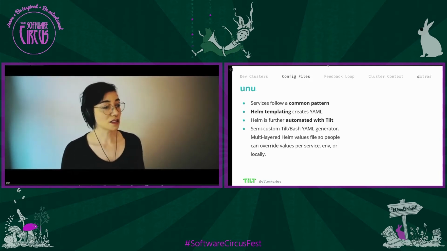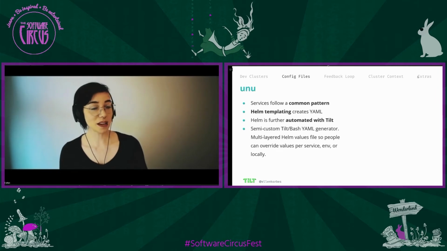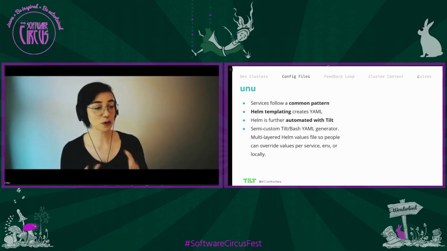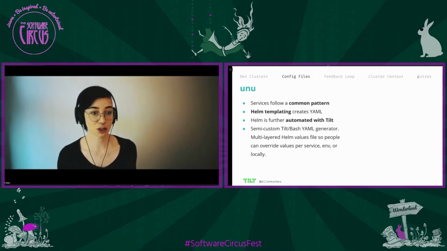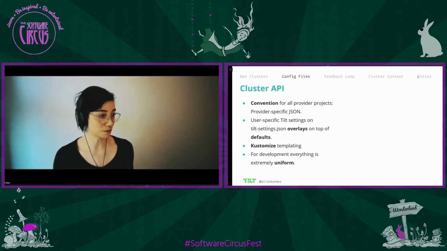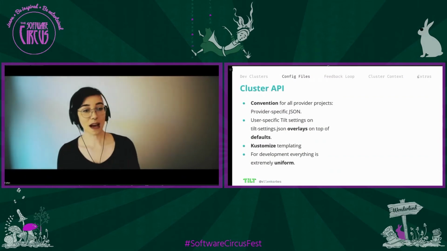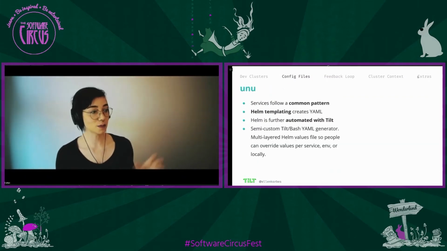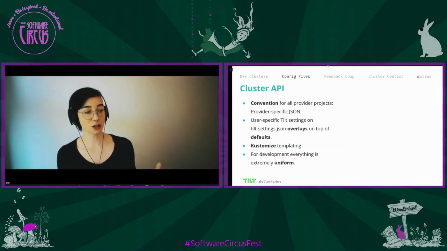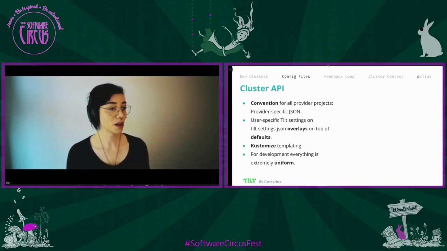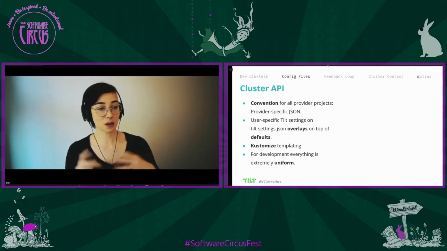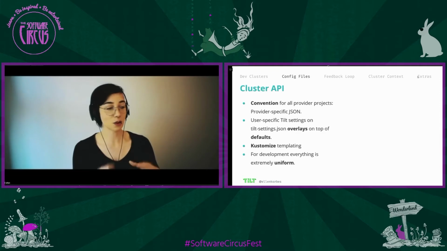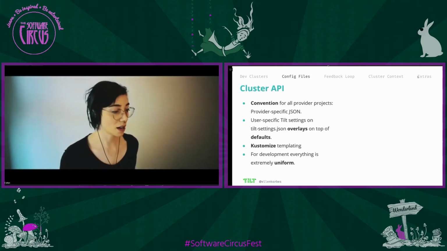Uno does kind of the same thing as Mindspace, but they have some extras, so you can override certain values on your Helm config, which is better for a larger team. Cluster API is, again, the same thing as Mindspace and Uno, but in a larger scope. So everything is extremely uniform in their setup. And then you basically can override some settings and create some user-specific things that overlay on top of defaults and that kind of stuff.